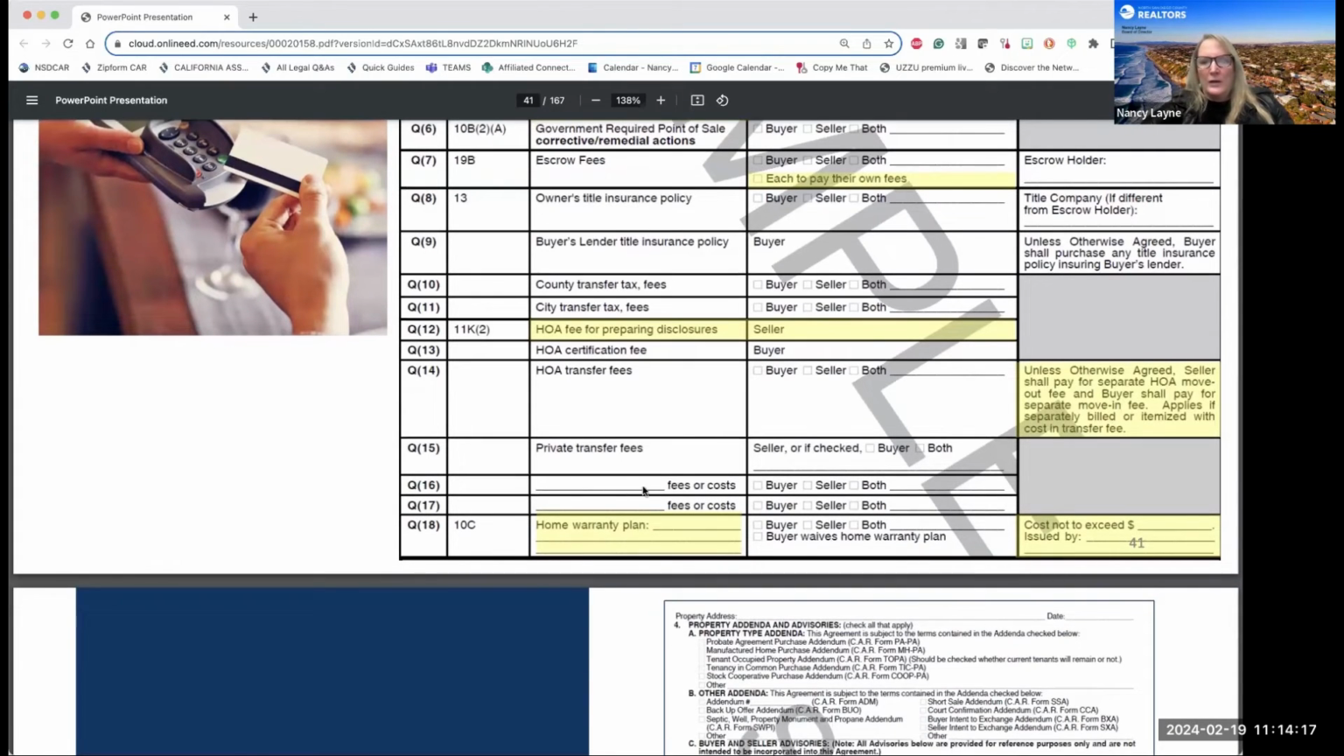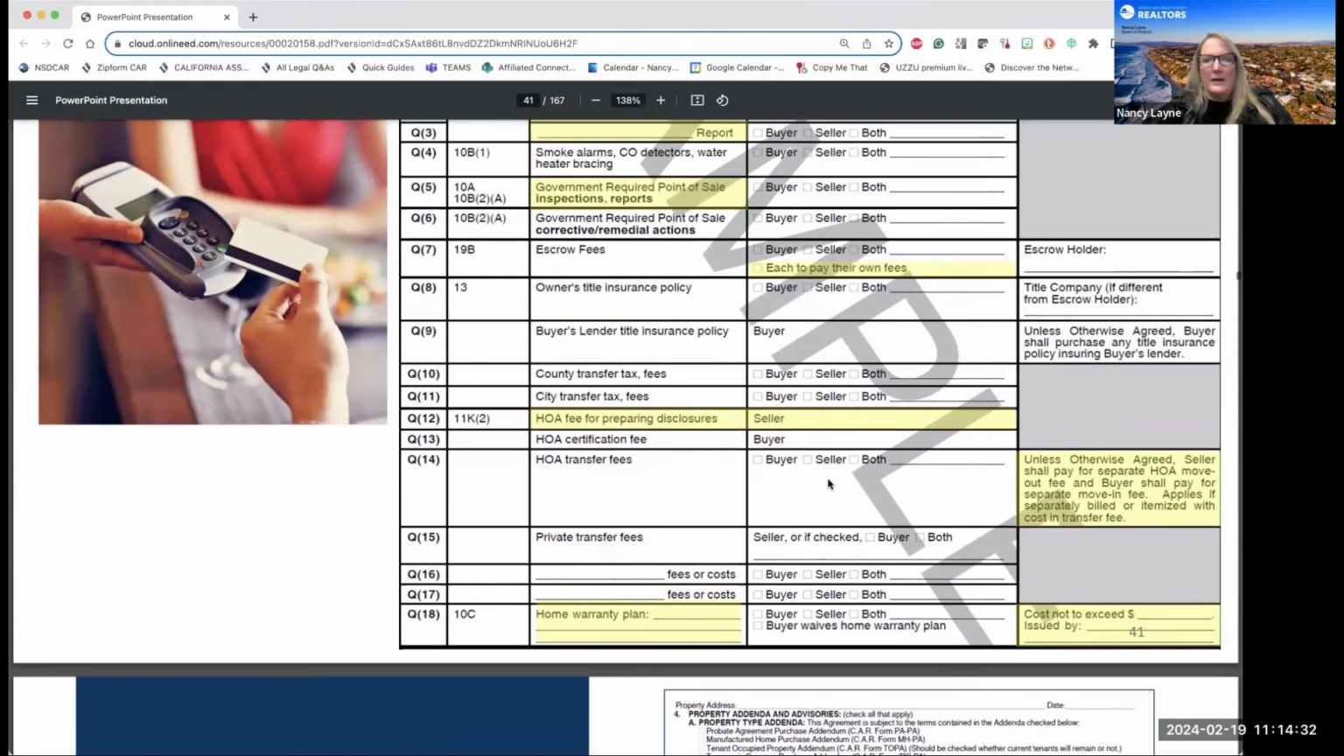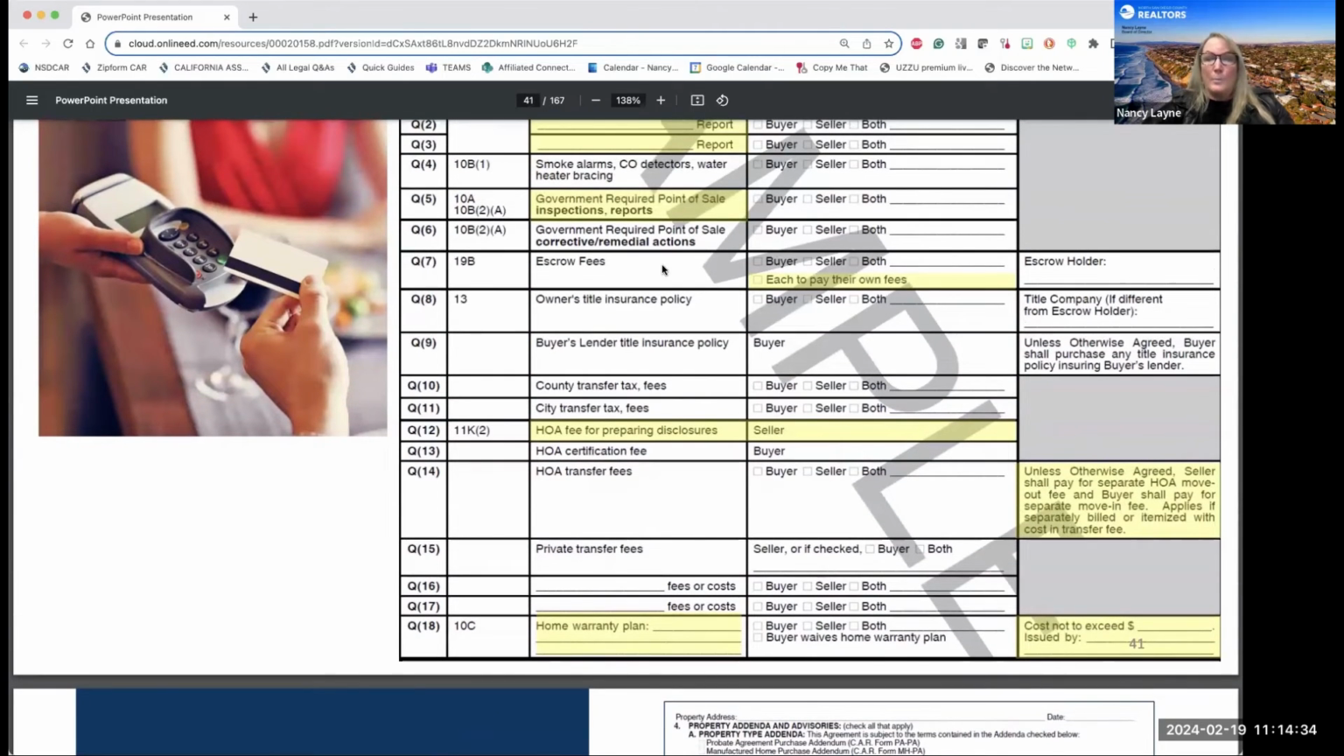But if you want to put it in here, you can put fees or costs. You can put TC fee, and you can have buyer or seller or both pay for those. So you can put that here in these blank ones. But just so you know, that's a question that's been kind of knocking around for a bit as to whether or not that should be paid for by the seller or not.